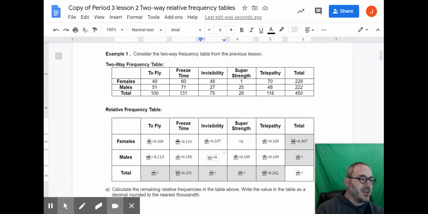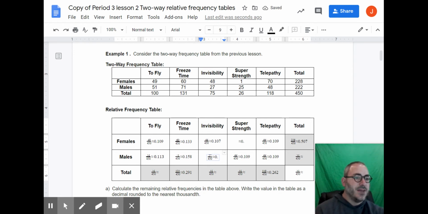All right, so let's see. Males that wanted invisibility. There were 27 males that wanted invisibility. So we're going to find 27 out of 450, the males that wanted invisibility out of the total number of students. What was the approximate percentage? About 6%, right? About 6%. 0.06. Whoops, that's not how I wanted that. 0.06.